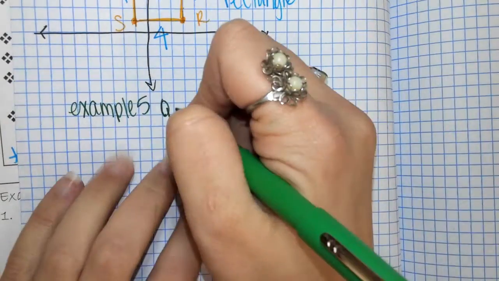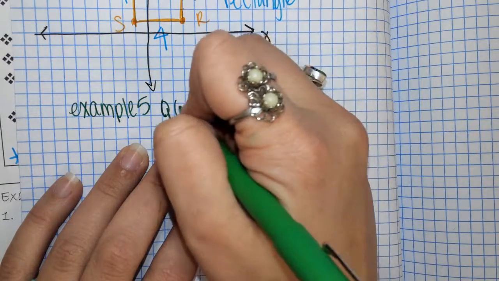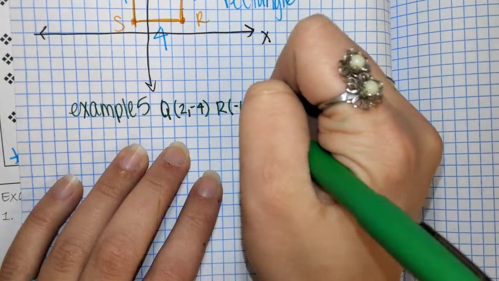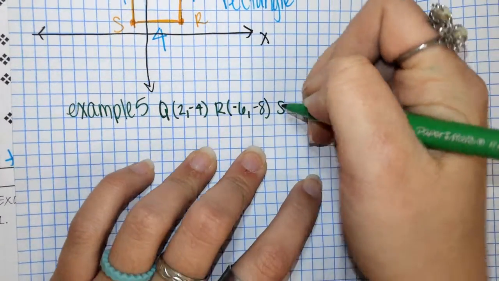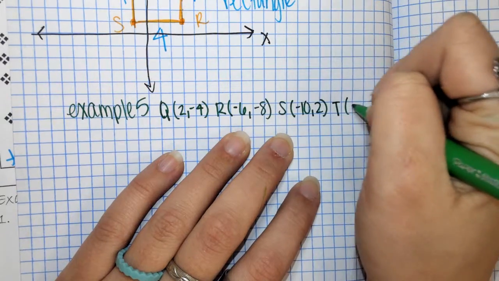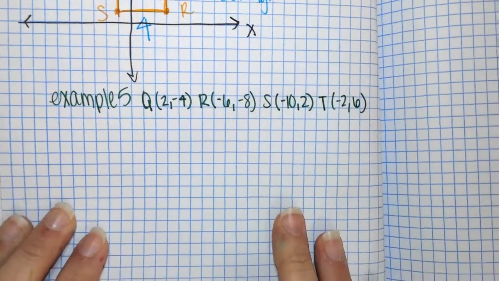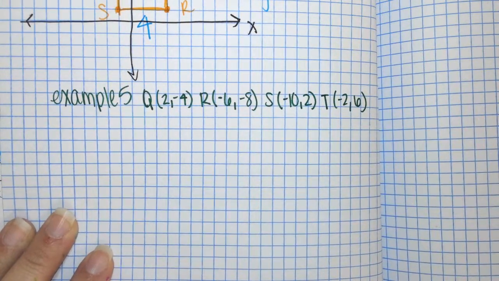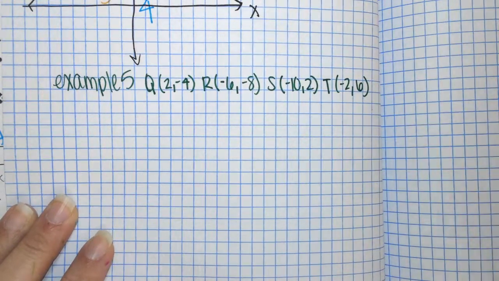Q is -2. Oh, no, I already messed up. Alright, 2, -4. Oh my gosh. R is -6, -8. Negative what? -6, -8. S is -10, 2. And T is -2, 6. I don't even have enough spaces for it.